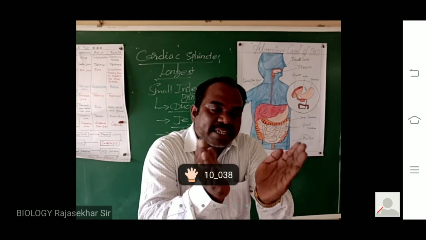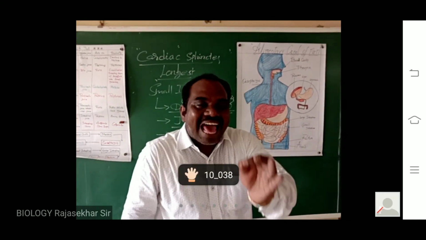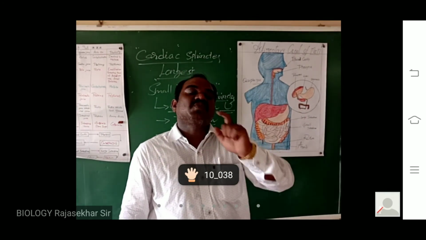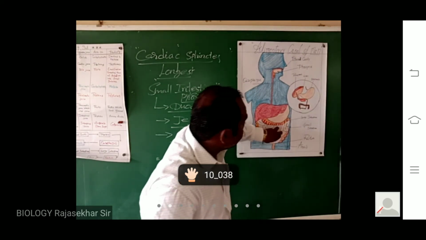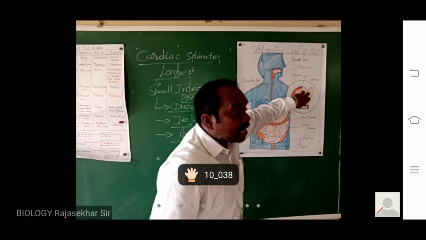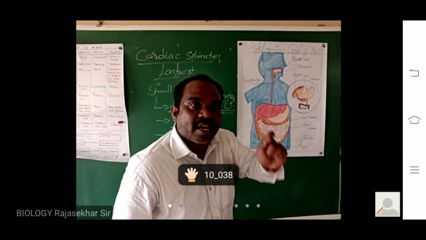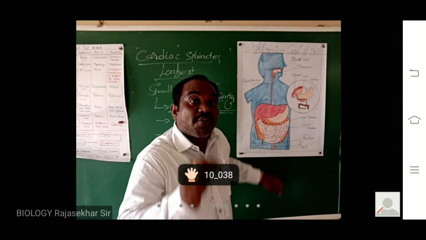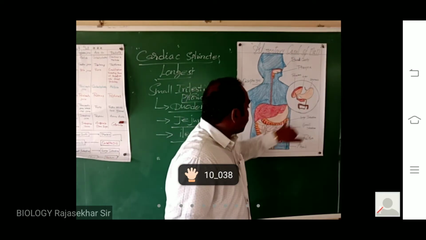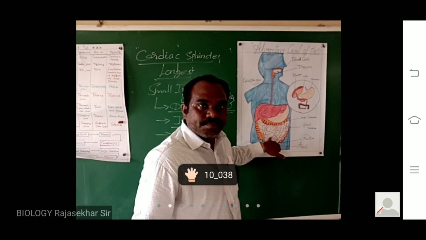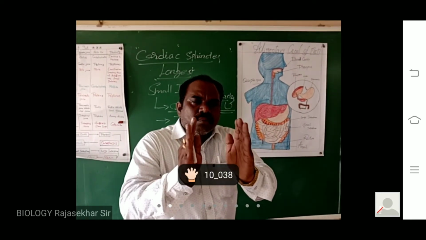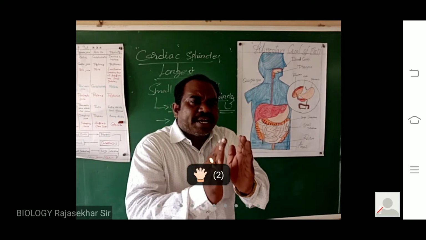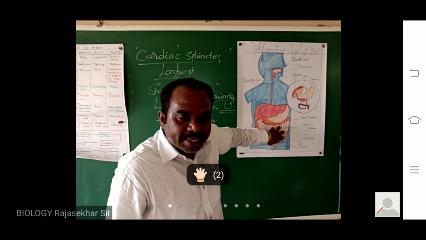The pyloric sphincter opens and closes. It helps regulate the food materials from the stomach to the small intestine. It allows the food materials to pass from the stomach to the small intestine. Maximum or complete digestion of food materials takes place in the small intestine.